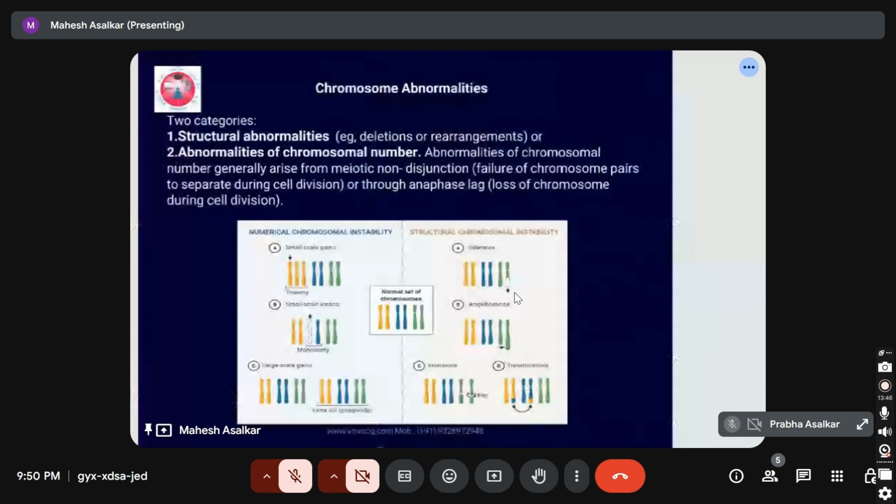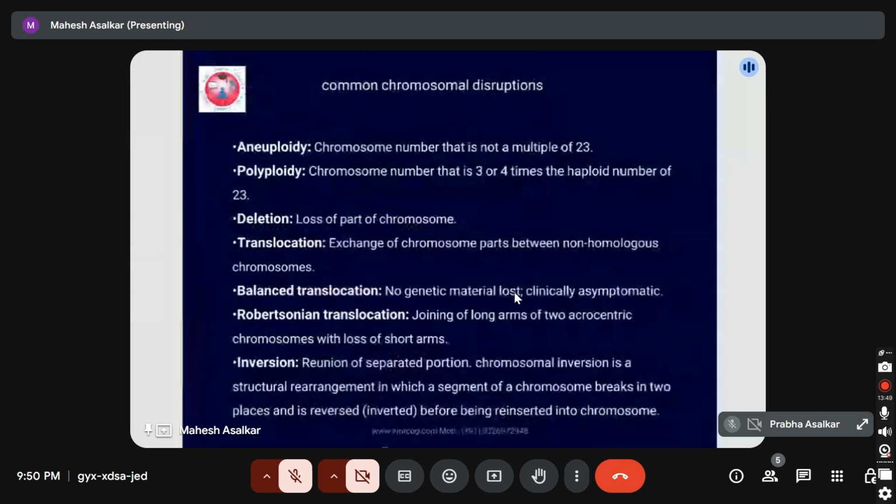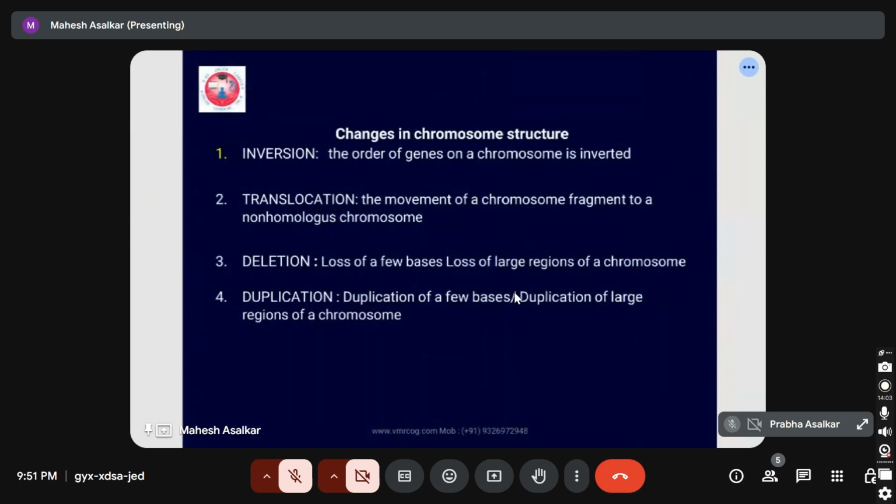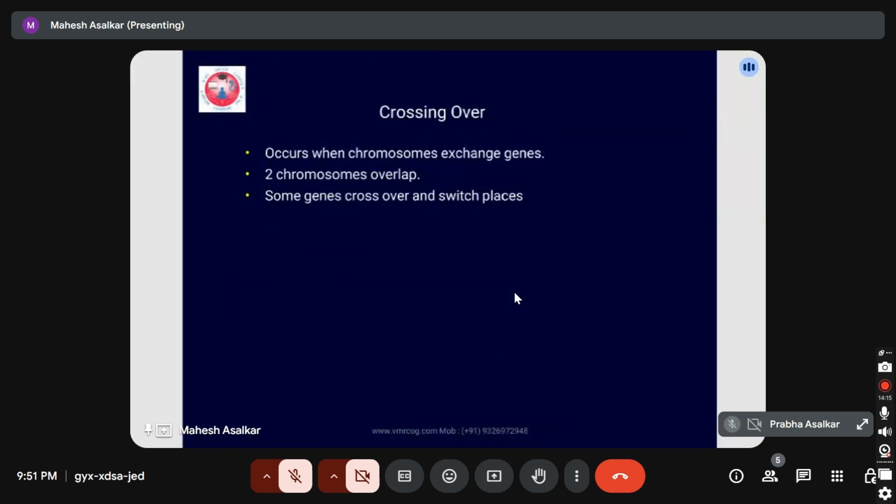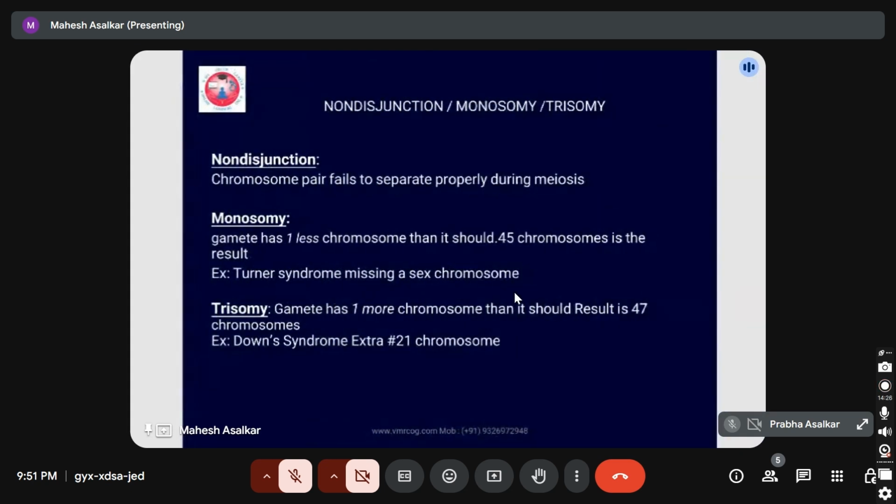So what happens in inversion is a structural rearrangement in which a segment of chromosome breaks at two places and it is reversed, before it gets reinserted. So changes in the chromosome structure, you can have inversion, you can have translocation, you can have deletion, or you can have duplications. So these are the different problems which we can have. Then crossing over occurs when chromosomes exchange genes, two chromosomes will overlap and some genes cross over and switch places. So these are the genetic abnormalities.